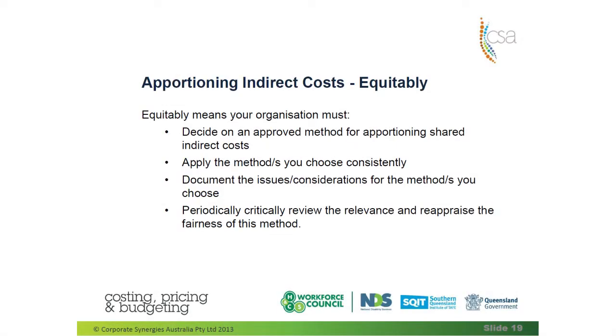So if we start by looking at slide 19, it gives us a few quick clues on how we can apportion our indirect costs. The most important thing here is that we actually have managerial and board agreement on how we are going to do this. So first we need to decide on that methodology on how we're going to apportion costs across all of our programs and ensure that that method that we use is actually applied consistently.